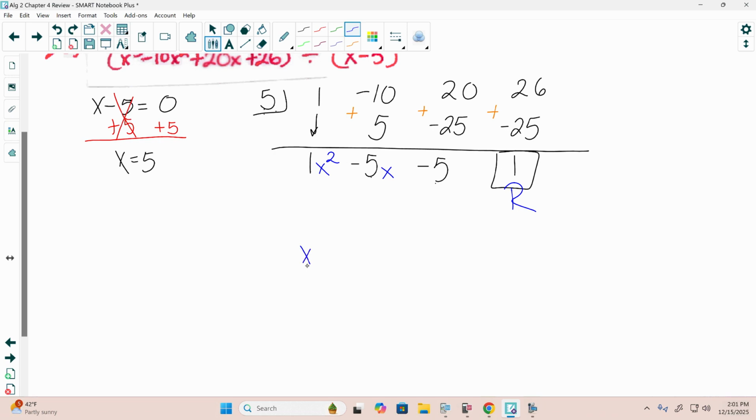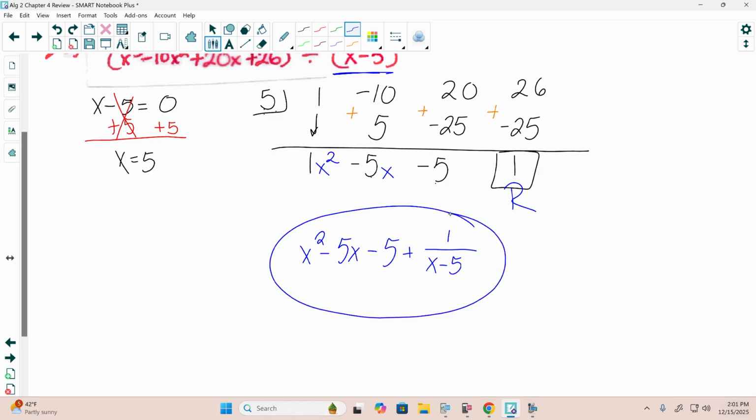Telling us that the final answer is x squared minus 5x minus 5 plus 1 over what we were dividing this by. It is not going to be 5. Because what we're actually dividing it by is what? X minus 5. So the final answer is x squared minus 5x minus 5 plus 1 over x minus 5.